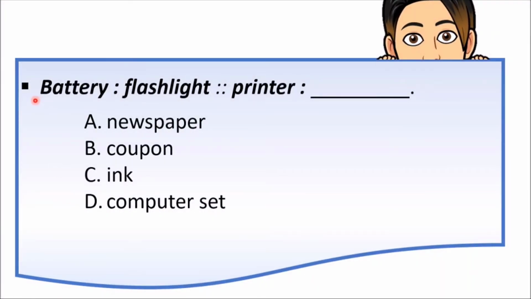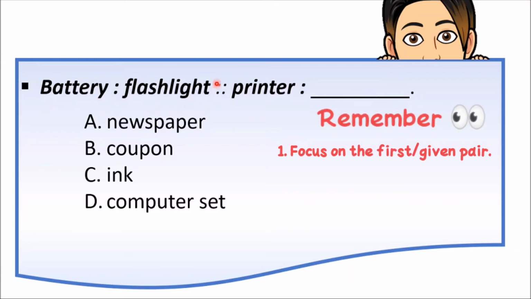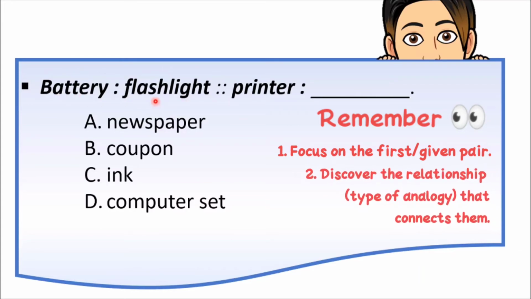Let's try to answer this one. Battery is to flashlight, as printer is to blank. Again, what's our first basic rule? Focus our attention on the first pair of words, battery and flashlight. Second basic rule, let's discover the relationship that connects them.